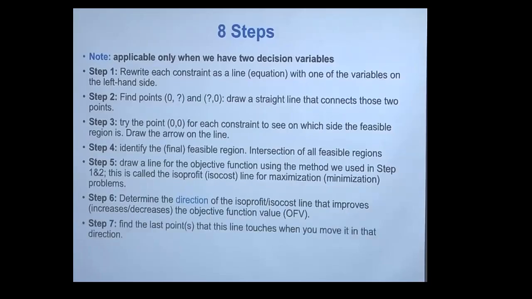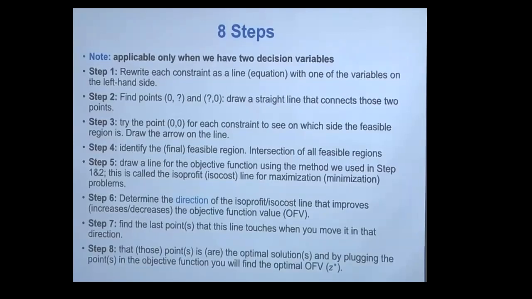After you find the correct direction of that isocost or isoprofit, then you move it in that direction. The last point that it touches before it leaves the feasible region will be the optimal solution, and the value of the objective function at that point is the optimal objective function value, which we show with a z star.